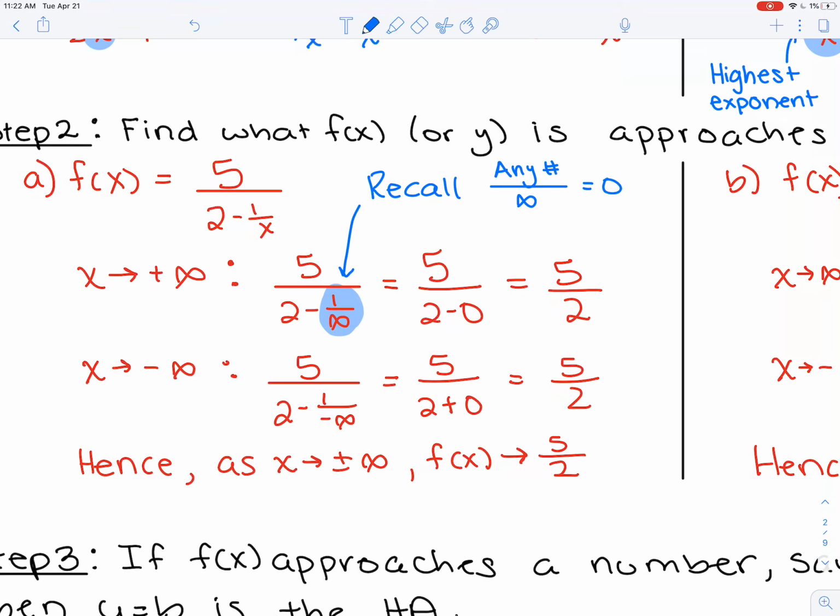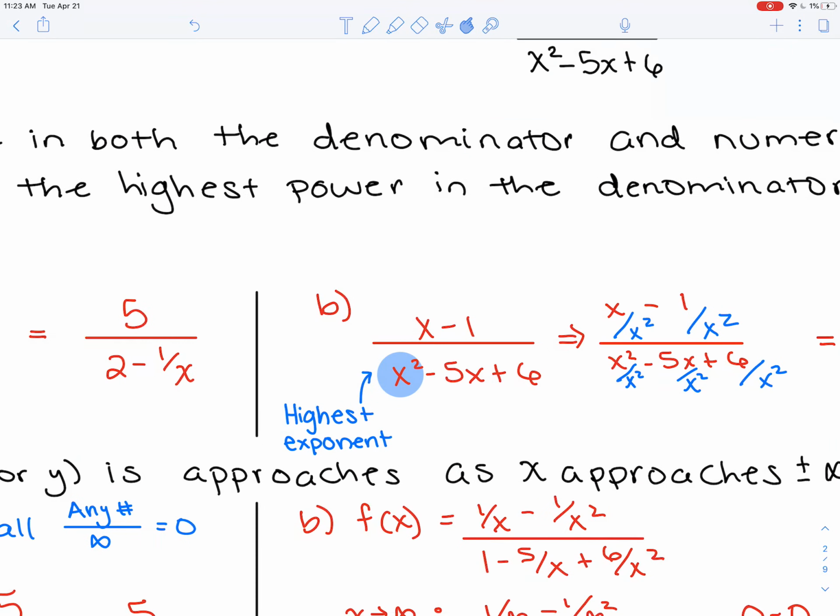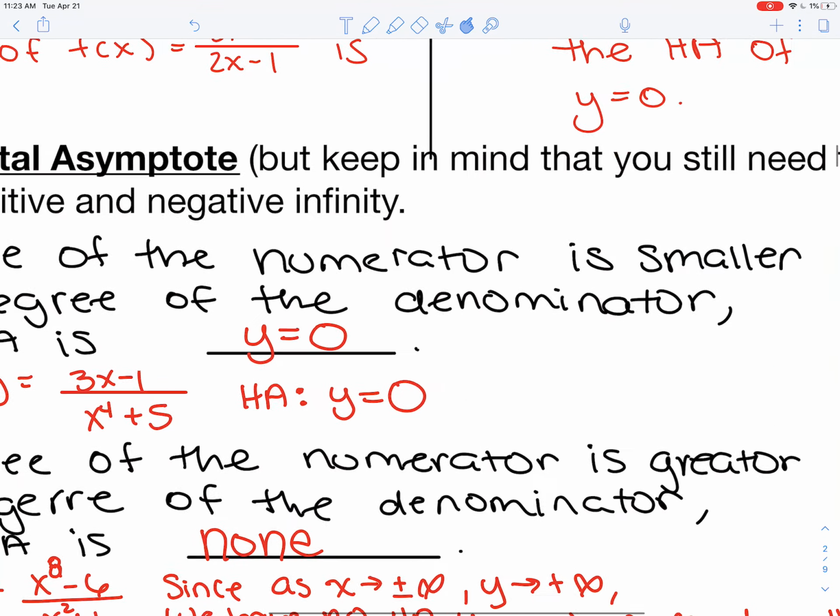In part B, we had that the degree of the denominator is higher than the degree of the numerator, and that is why we got 0. As x approaches plus or minus infinity, y approaches 0, and hence our horizontal asymptote was y equals 0.